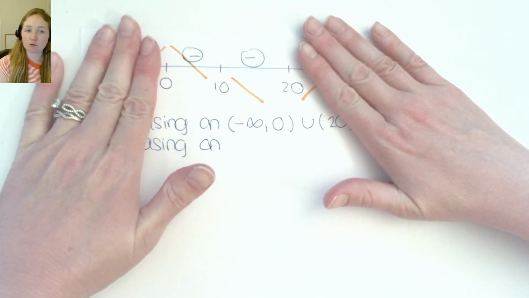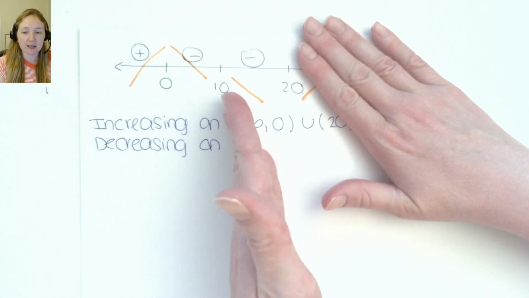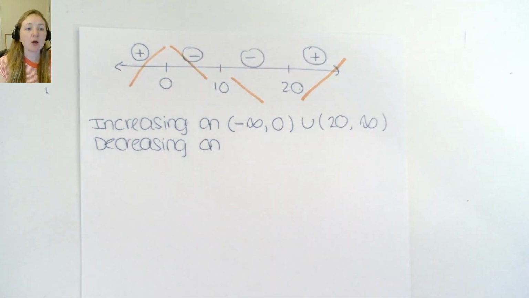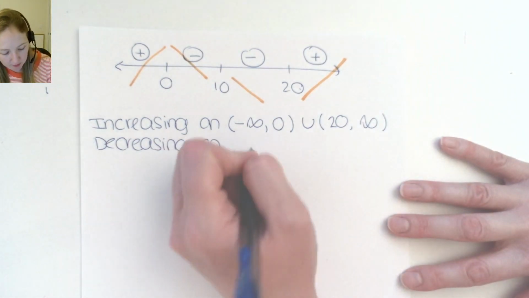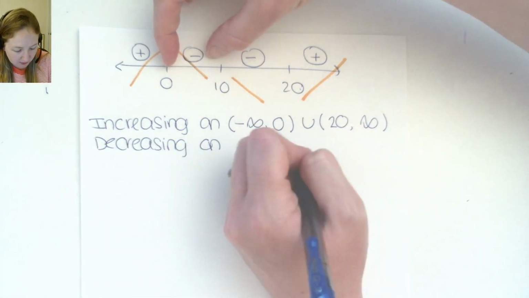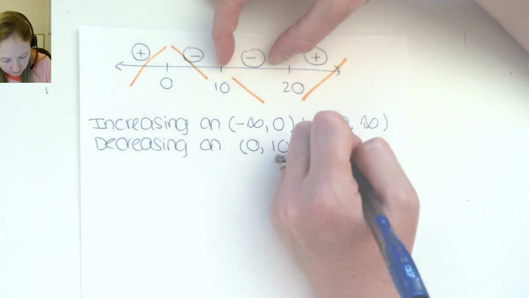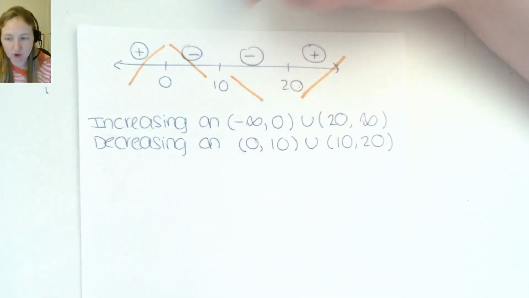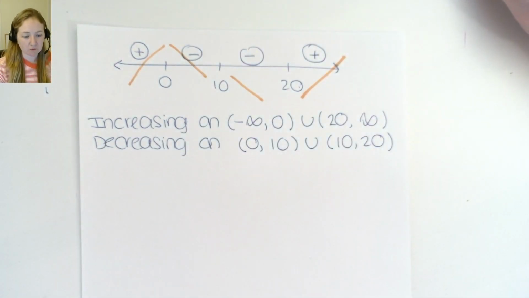these two intervals. Do not put those together. The fact at 10 is very important to include. We want to split them into two separate intervals. So 0, comma 10, that's my first interval that I'm decreasing, and then union 10 to 20. So we do want to keep those as two separate intervals.